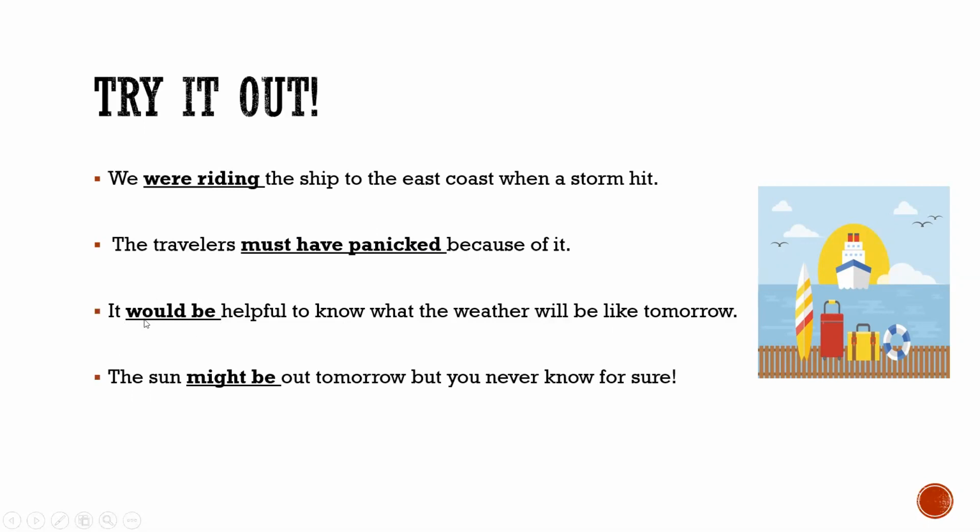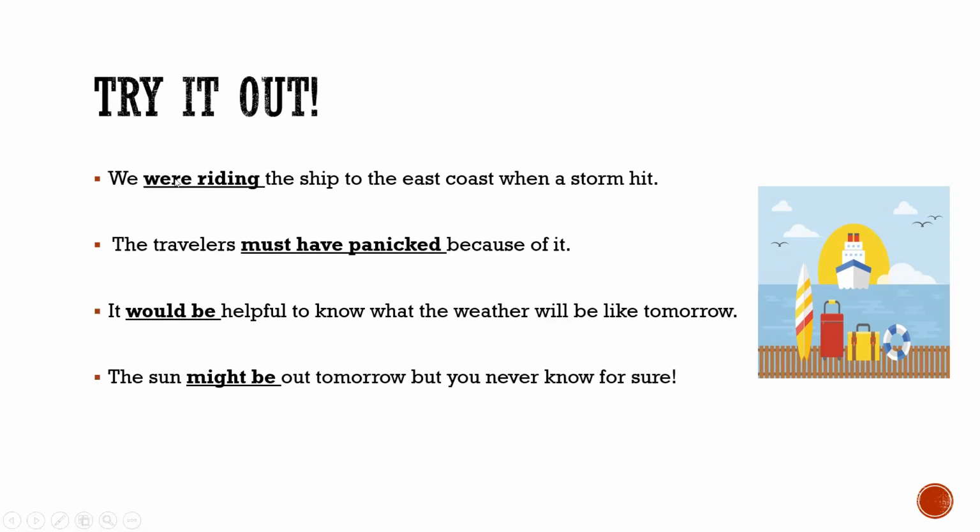Actually, you have another set in here. Will be. This is another verb phrase. Okay? Next one: the sun might be out tomorrow, but you never know for sure. Okay, your verb phrase in here would be might be. So if you would notice, the helping verbs and the linking verbs kind of change the meaning of your sentences. They also change the meaning of your verbs somewhat, okay?